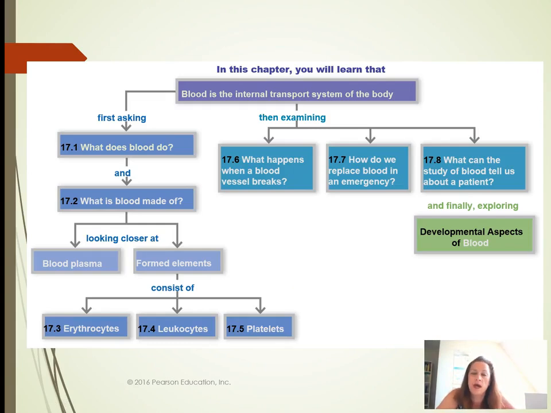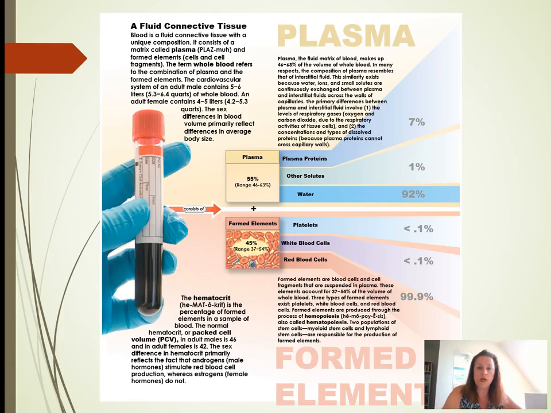In the chapter, we're going to talk about what blood does, and then we're going to talk about the plasma, the cells, and then on the right-hand side, you'll see what happens when we break a blood vessel. So we'll talk a little bit about tissue repair and how the body would heal a broken blood vessel. And when we go all the way to the right, it says, what can the study of blood tell us about a patient? So we'll do a little bit about blood typing.